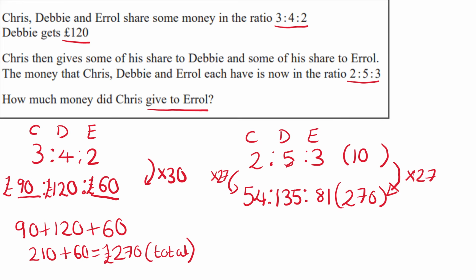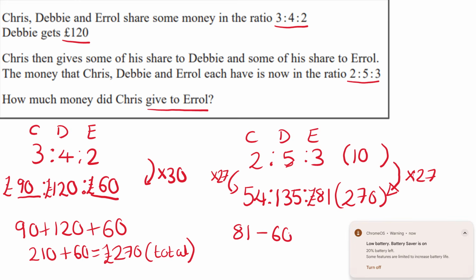The question asks how much did Chris give to Errol? So let's focus just on Errol. Errol initially had £60 and now has £81. So to find how much Errol has gained, we just need to do 81 subtract 60, which gives an answer of £21. This is my final answer.